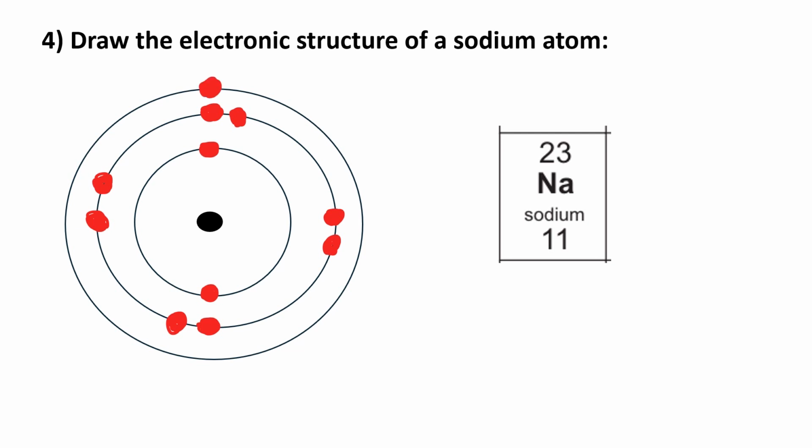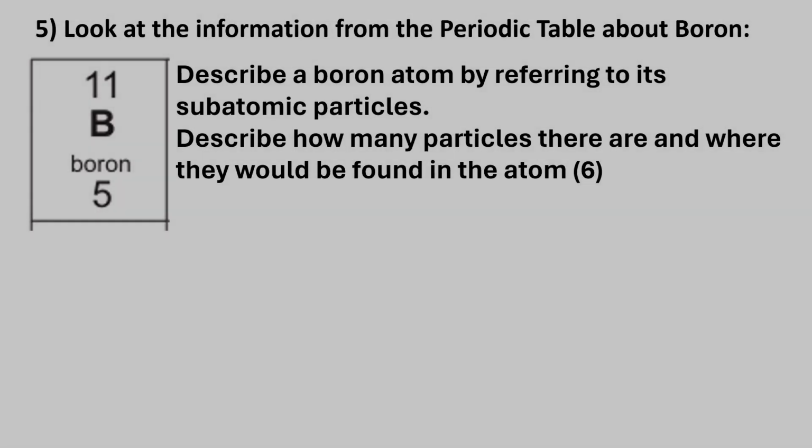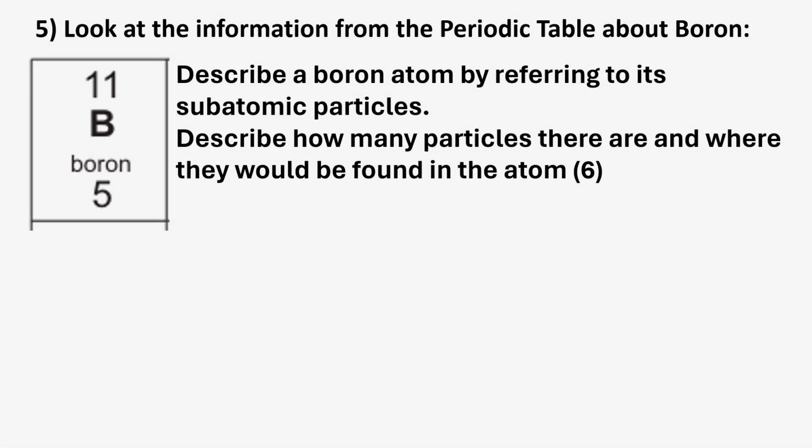Question 5. Look at the information from the periodic table about boron. Describe a boron atom by referring to its subatomic particles. Describe how many particles there are and where they would be found in the atom, and that's for 6 marks. But for this question we don't need to write very much to get our 6 marks.